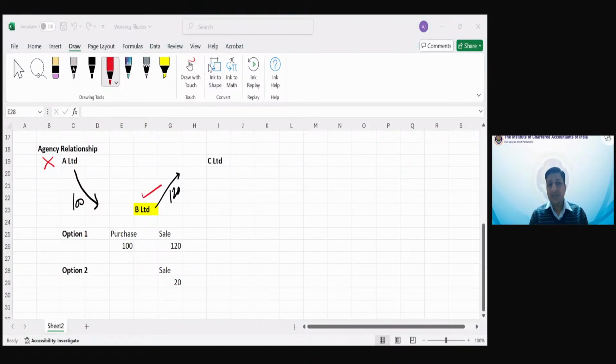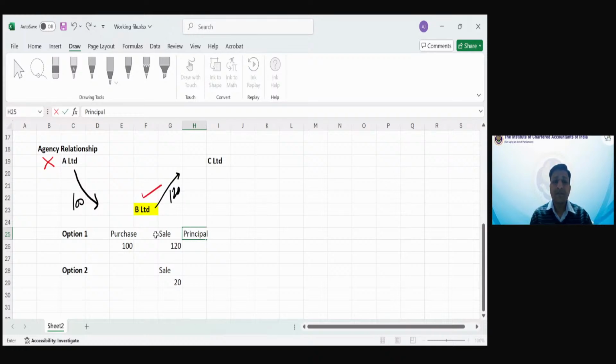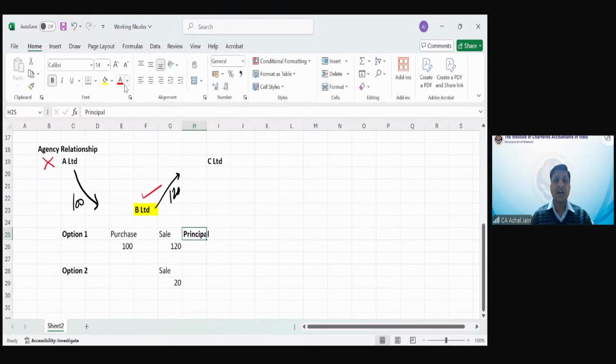Now, in this case, the accounting which you do in option A, this is called accounting wherein B will be considered as the principal. And if in case B is considered as the agent, then the accounting will be required to be done as per option number 2.